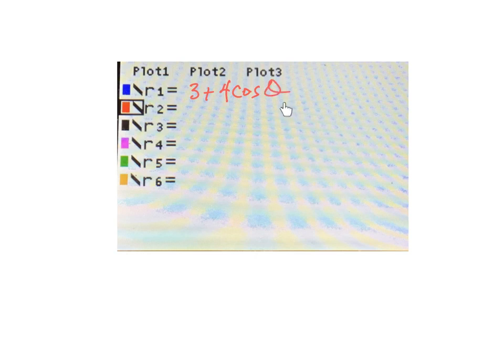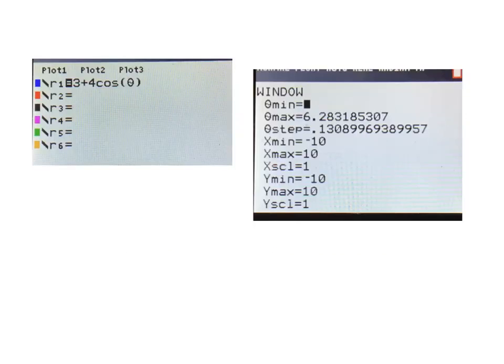Now, theta is actually where your variable button is. It's where x used to be. And if you take a look at that button, it says x, t, theta, n. Those are all the variables for the various modes your calculator has. So that's how you're going to get the theta button. All right, so you can see I've put in the equation.